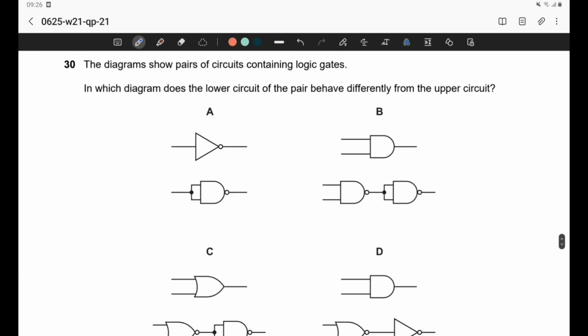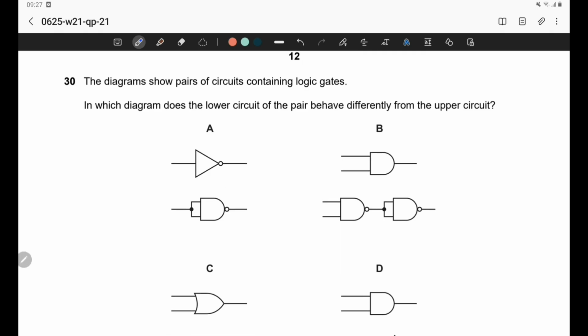The diagrams show a pair of circuits containing logic gates. In which diagram does the lower circuit of the pair behave differently from the upper circuit? Let's study the truth table of each logic gate. So for option A, when the input is 0, the output will be 1. When the input is 1, the output will be 0.